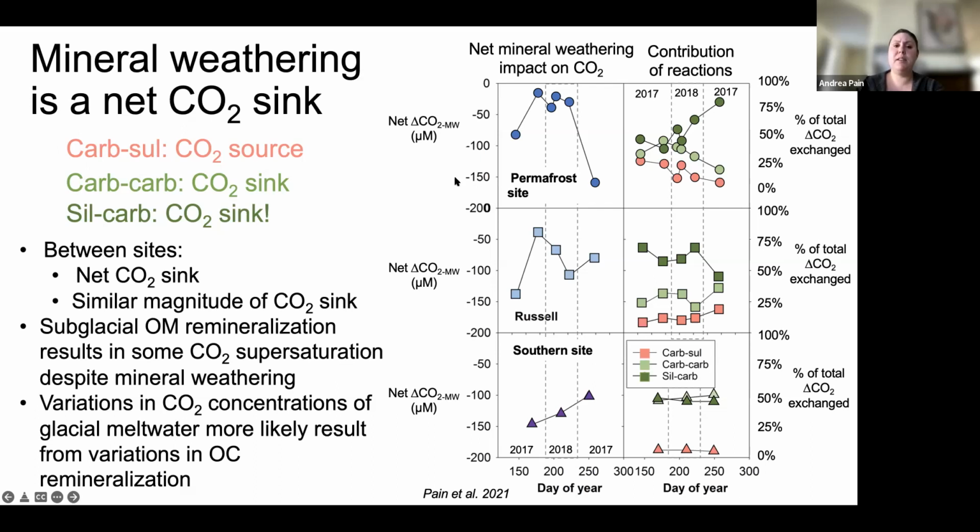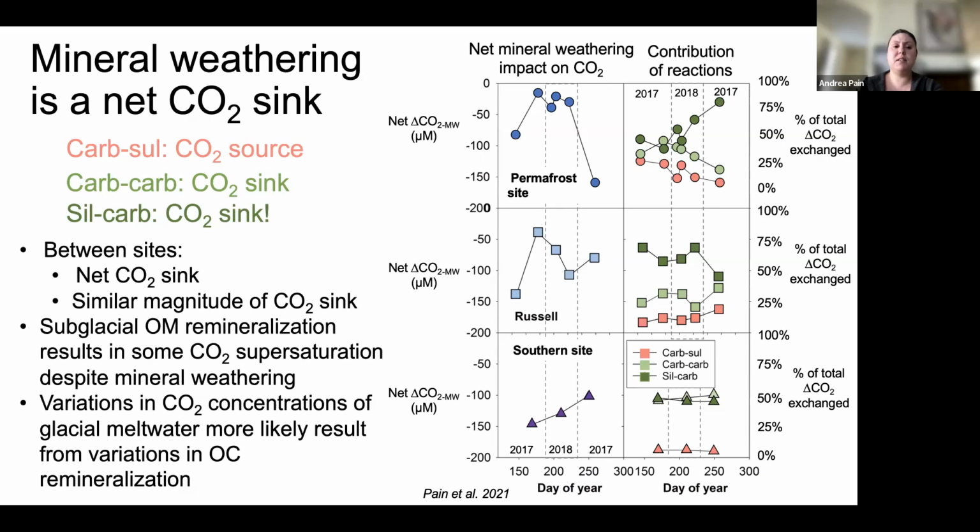But what I really want to highlight here is that between sites, we have some consistencies, whereas we didn't have a lot of consistency in the measured CO2 and methane concentrations. So we see that CO2 is consistently sequestered by mineral weathering in these sites. We also see that there's a fairly similar range of CO2 that's taken up by mineral weathering. So we tend to be absorbing between 150 to, let's say, 50 micromoles of CO2 per liter of water.